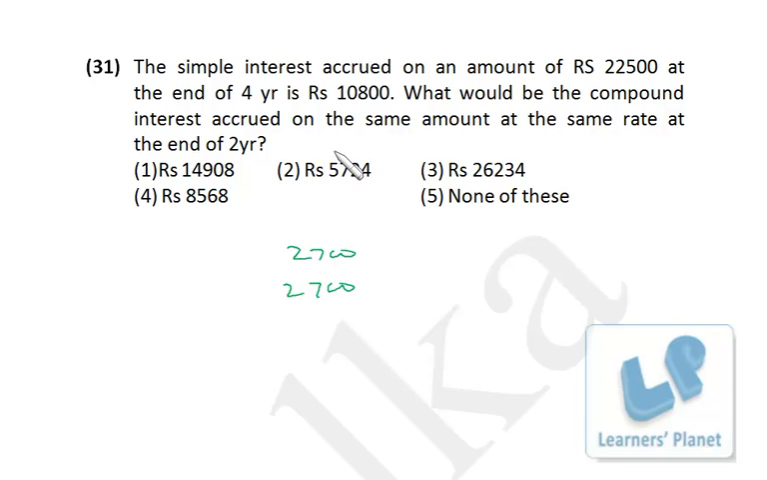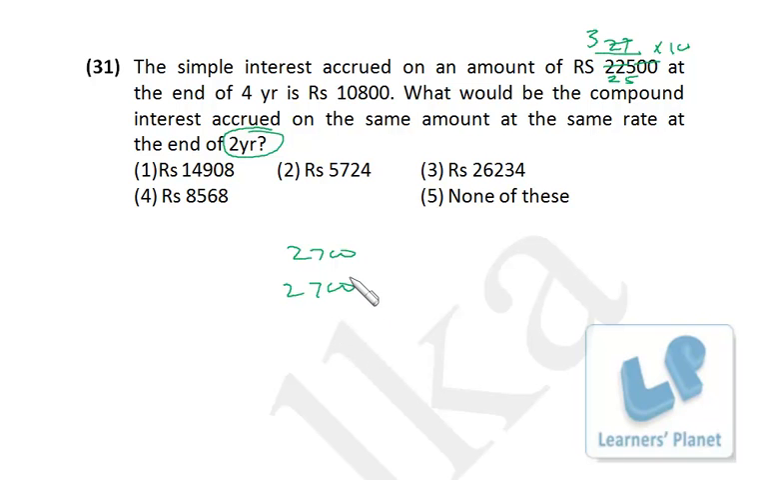Since we are interested in 2 years only, I just write it for 2 times only. Now 2,700 is what percent of 22,500? So the double zeros cancel. So that's 12%, right? So we have to find out the compound interest for 2 years.